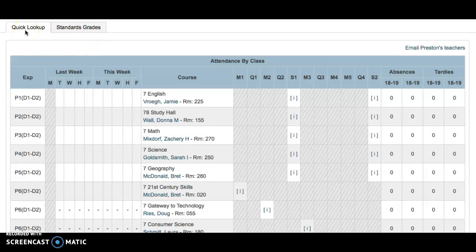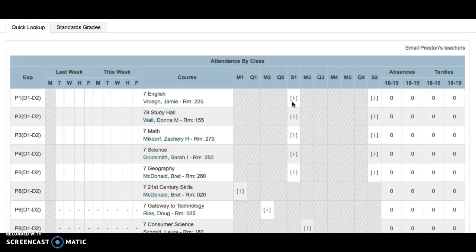The quick lookup screen will be the screen that you see first when you log into PowerSchool. It contains all of the courses your child is enrolled in along with their instructor name. Courses are set up either by semester, which is S1 and S2, or by mini course, which is M1, M2, and so on. In the past, right here, you may have seen a letter grade and a percentage score.